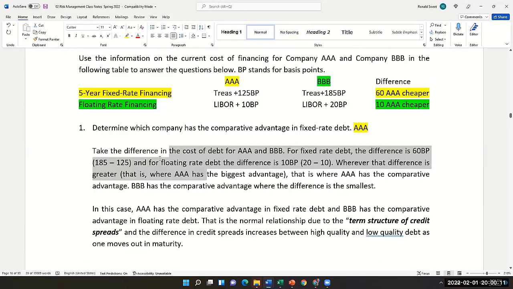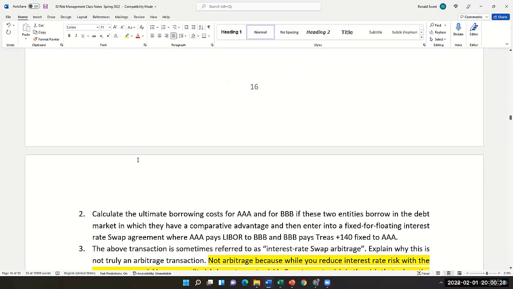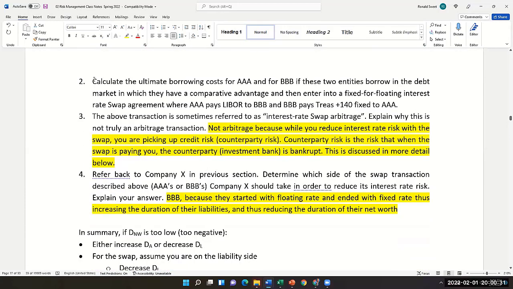All right, y'all stop me if you have questions. I'm going to move through. So the only purpose for question one is to figure out who has the comparative advantage in fixed and who has the comparative advantage in floating. I will not give you a question where that difference is exactly the same. And it usually won't be because of the term structure of credit spreads. All right, here comes the swap.